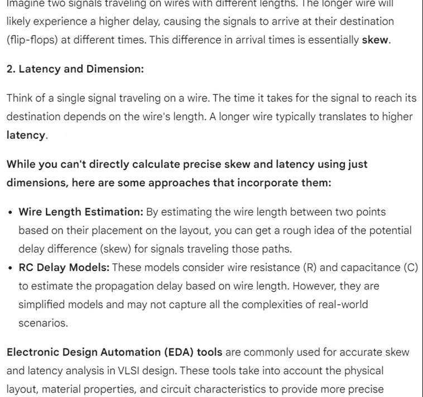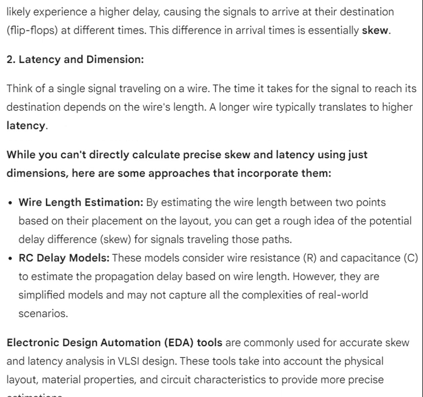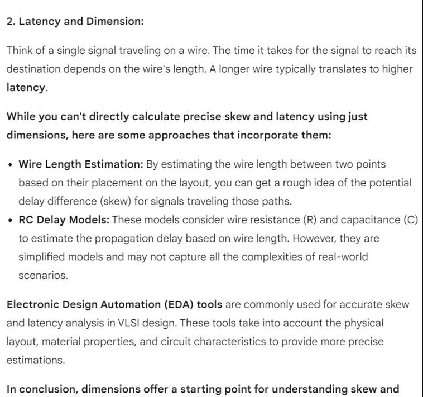Wire length estimation. By estimating the wire length between 2 points based on their placement on the layout, you can get a rough idea of the potential delay difference, skew, for signals traveling those paths. RC delay models. These models consider wire resistance, R, and capacitance, C, to estimate the propagation delay based on wire length. However, they are simplified models and may not capture all the complexities of real-world scenarios.